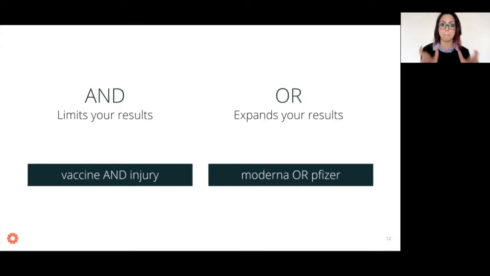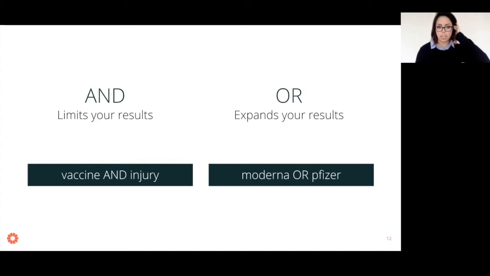So you have two main operators to help you do Boolean search queries. AND, all in capitals, which limits your results, and OR, all in capitals, which expands your results. So for example, on the left, if you type into Google "vaccine AND injury," you are limiting your results by saying to the search engine, I want results that include the word vaccine and the word injury.